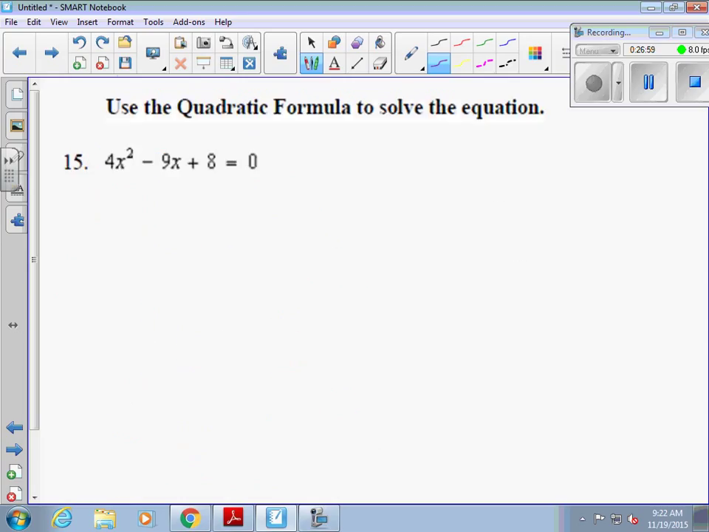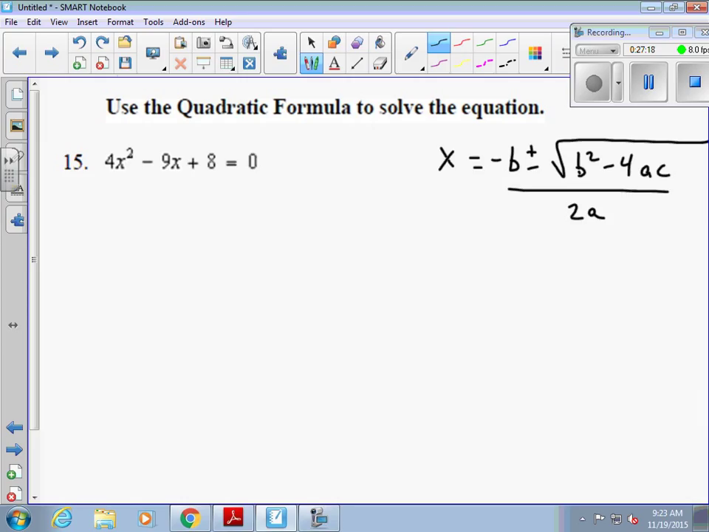Number 15 says use the quadratic formula to solve the equation. Your quadratic formula: x is equal to negative b plus or minus the square root of b squared minus 4ac, all of that over 2a. I'm going to have that written on the board. You have to make sure everything's in the correct spot. So this is a, this is b, this is c.